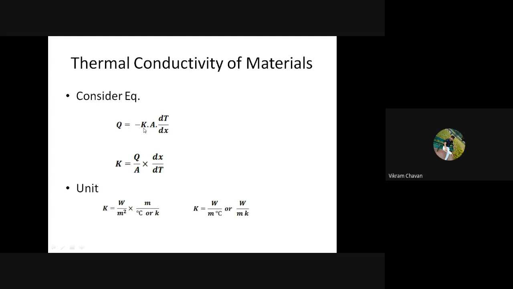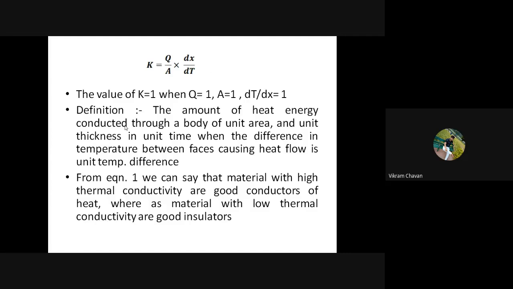So when the K value is higher, the heat transfer rate will be higher. When the K value is lower, the heat transfer rate also gets lower. So that is justified.